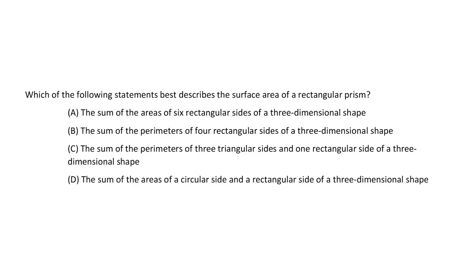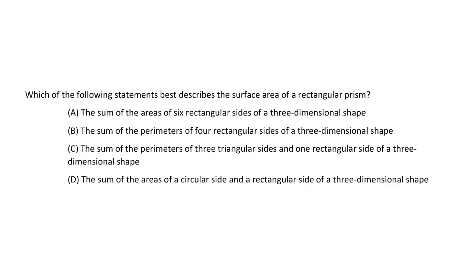Which of the following statements best describes the surface area of a rectangular prism? A, the sum of the areas of 6 rectangular sides of a 3-dimensional shape. B, the sum of the perimeters of 4 rectangular sides of a 3-dimensional shape. C, the sum of the perimeters of 3 triangular sides and 1 rectangular side of a 3-dimensional shape. Or D, the sum of the areas of a circular side and a rectangular side of a 3-dimensional shape.